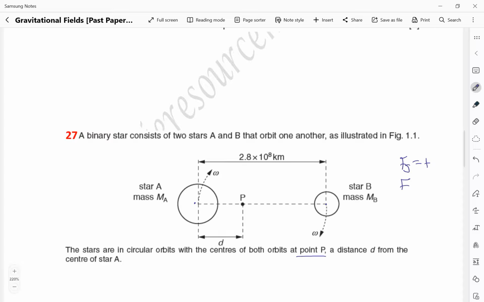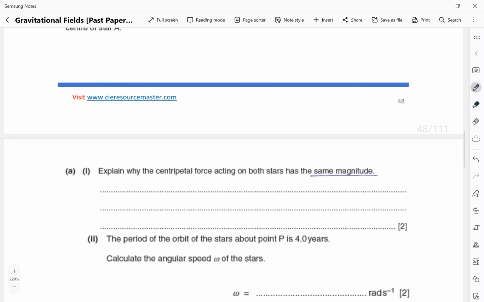The gravitational force on star A caused by star B is the one which keeps star A in its orbit. Therefore, the gravitational force of star B provides the centripetal force on star A. By Newton's third law, the gravitational forces are equal but opposite, and the gravitational force between the two stars is given by the product of their masses over the square of their separation. Therefore, the centripetal forces are going to be equal.